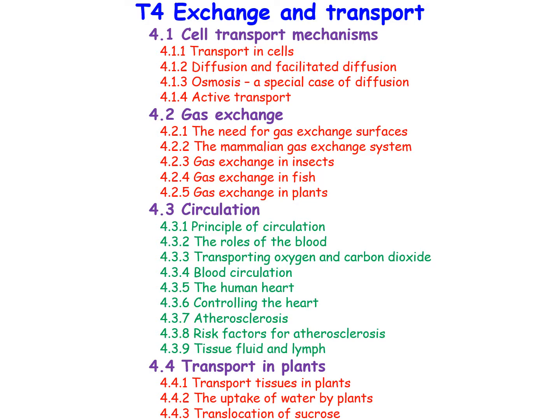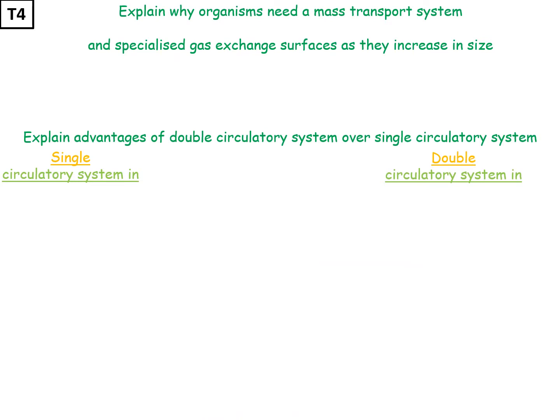2.3 Circulation. Explain why organisms need a mass transport system. A mass transport system is when you can transport substances in the flow of liquid with a mechanism for moving that liquid.